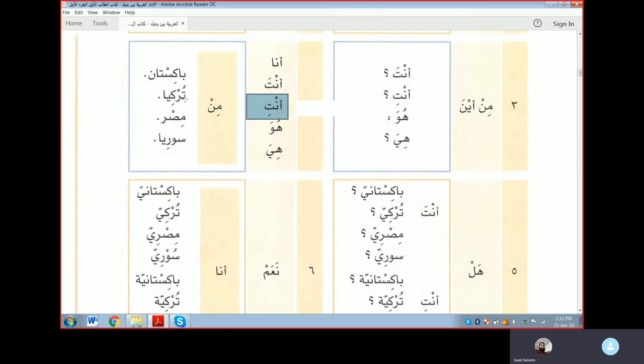أنت من باكستان, you are from Pakistan. أنت من تركيا, you are from Turkey. أنت من مصر, you are from Egypt. أنت من سوريا, you are from Syria. هو من باكستان, he is from Pakistan. هو من تركيا, he is from Turkey. هو من مصر, he is from Egypt. هو من سوريا, he is from Syria. هي من باكستان, she is from Pakistan. هي من تركيا, هي من مصر, هي من سوريا.